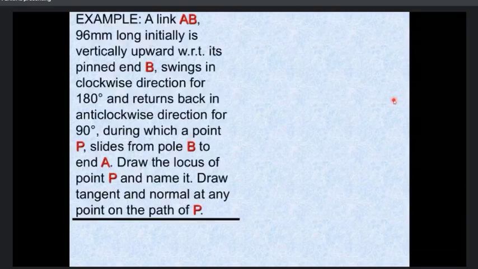One more question. This is the last question for today.